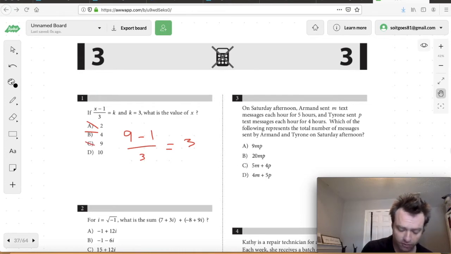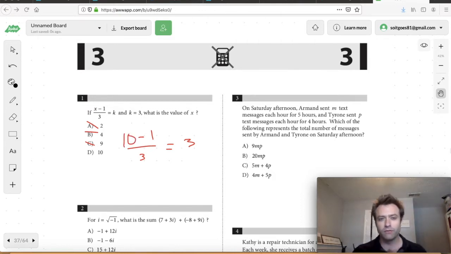It's got to be answer choice D, 10. Let's test it, make sure it's right, and plug in the 10. 10 minus 1 over 3 does, in fact, equal 3 because that's 9 over 3. 9 over 3 is 3. So we can confirm it's answer choice D. Blammo! Let's move on to question number 2.